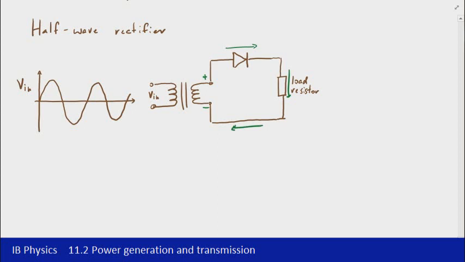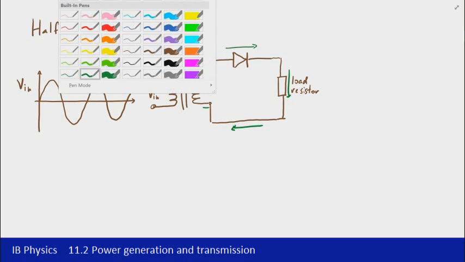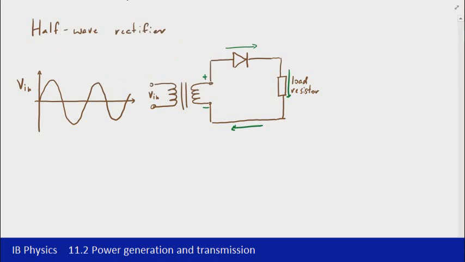So that's the direction that current's going to flow. So as the input potential difference increases and then decreases again, we're going to see the same thing occur with the output across the load resistor. So if we look at the output voltage, we'd see that that's going to increase and then decrease again. And then similarly, when it goes positive again later, we'd see that increase and decrease.